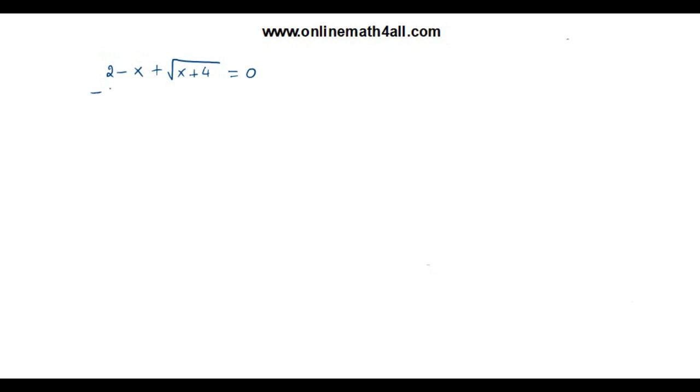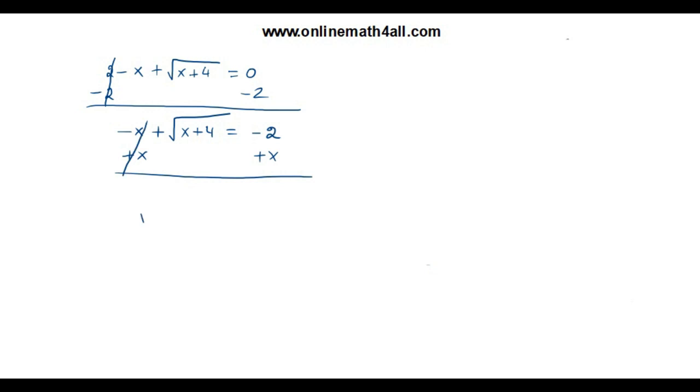So for that, I subtract 2 from both sides. So when I do it, this 2 and negative 2 will cancel out, then I will have negative x positive square root of x positive 4 is equal to negative 2. Now to get rid of this negative x, I am going to add x to both sides of the equation. So this negative x, positive x will cancel out. Now we have square root of x positive 4 on the left side. On the right side we have positive x and negative 2, so it can be written as x minus 2. Okay, now the square root term is isolated.